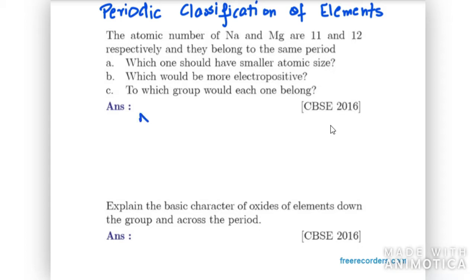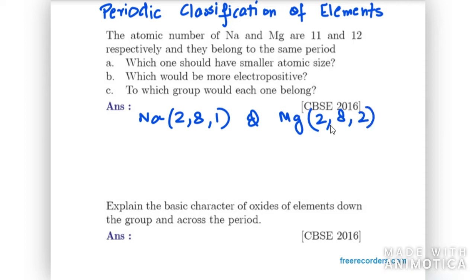So as you know, we have Na as 11. That means it can be written as 2, 8, 1, and magnesium can be written as 2, 8, 2. So therefore the magnesium will have smaller size, as it says which one should have smaller atomic size. The one with more atomic number will have smaller atomic size. So the answer for the first one is magnesium.